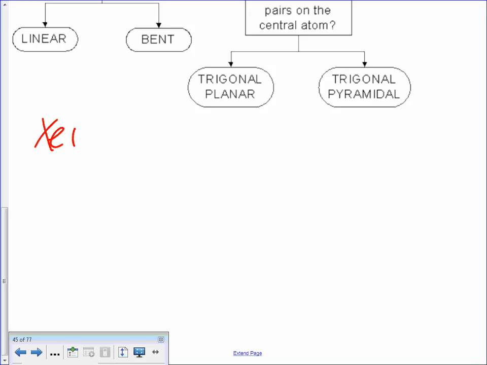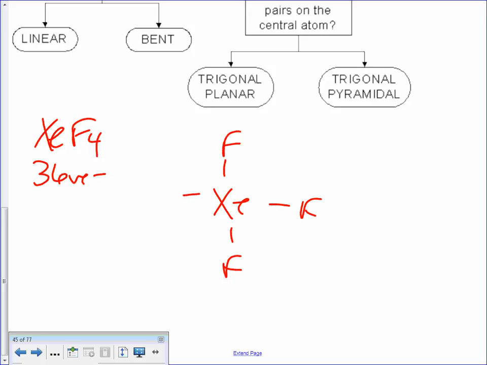Xenon tetrafluoride. How many electrons total does it have? 36 electrons. Okay. So then you have xenon, and then you have fluorine, fluorine, fluorine, fluorine. I think we all got to the point where we put octets on the fluorines. How many electrons is that total? 32. Then you're like, oh no, what do I do with the other ones? You put the extra electrons on xenon as a lone pair and a lone pair. And I just put them on opposites.